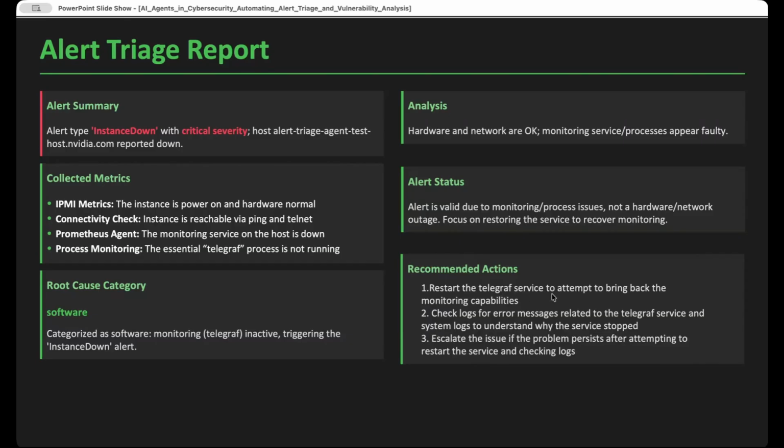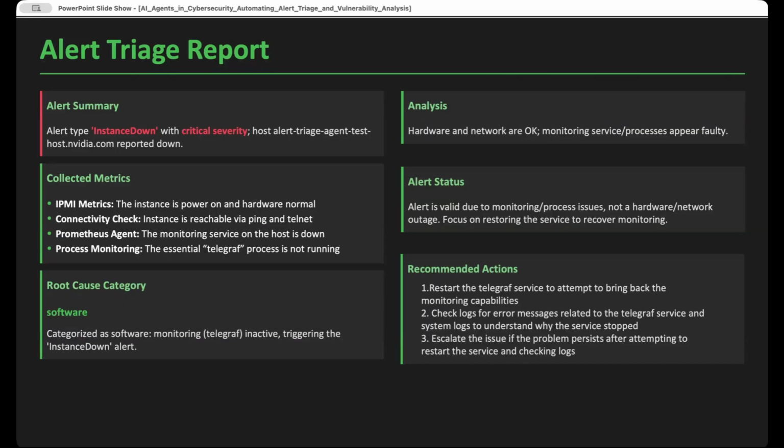Restart this monitoring service to attempt to bring it back, and also check the logs of errors, and also escalate this issue if the problem persists. So this is a report in the end presented to a human analyst, and the human may look at the reports, right? And then it's going to try out the actions or escalate it, say, to a more experienced analyst to help identify the root cause of this. So you can tell the impact of this is going to save lots of human time to figure out what is going wrong.